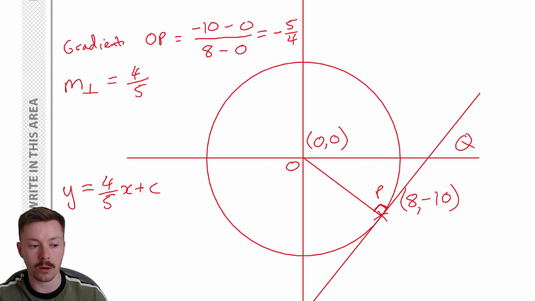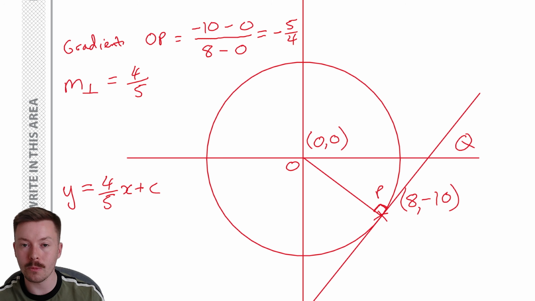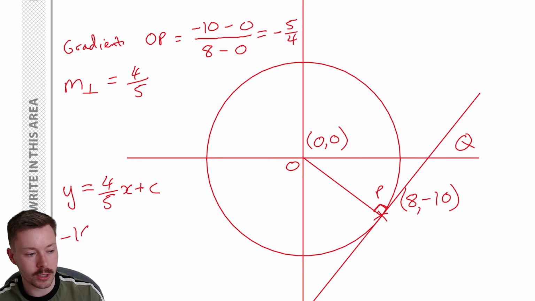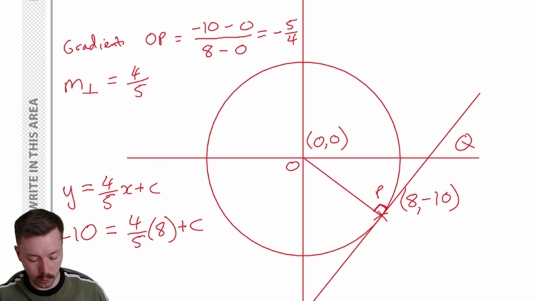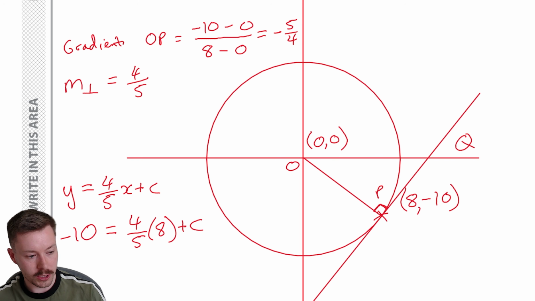You have to use a point the line goes through. So I'm going to substitute my values in. So we're going to get minus 10 is equal to 4/5 of 8 plus c. Now 4/5 of 8 is going to give me 32 over 5.